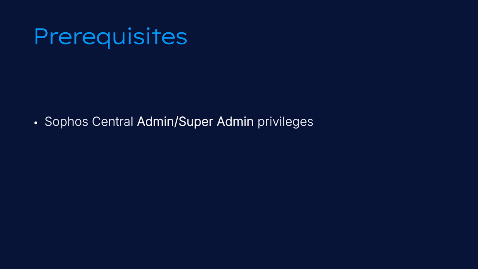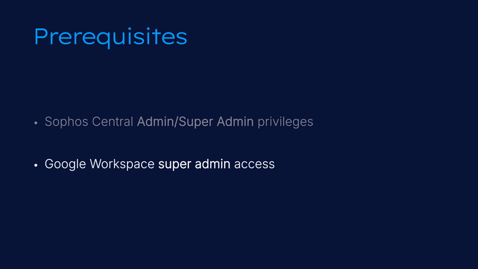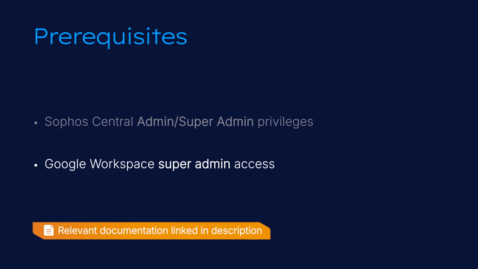Before starting, you must be a Sophos Central admin or super admin, and you need super administrator access to your Google Workspace account. If you don't have this, contact a super admin for the account and provide your service account's client ID and list of OAuth scopes so they can complete the required steps. When they finish, you can then proceed to the last step to configure the integration in Sophos Central. Refer to the linked documentation for further details. Let's get started.